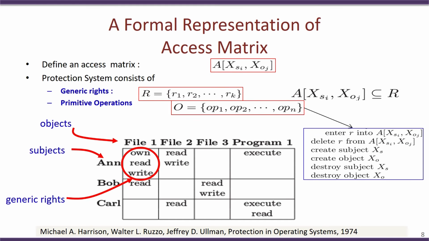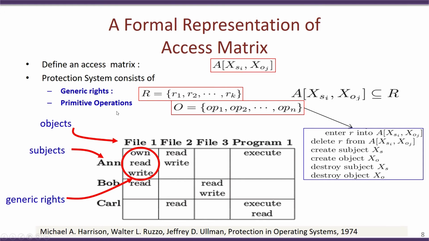A more formal representation of this access matrix is shown over here, where we define the access matrix as a matrix A comprising subjects and objects. Further, we have generic rights which are present. So this is defined by the set R comprising various different rights. So here we show k different rights, R1 to Rk.